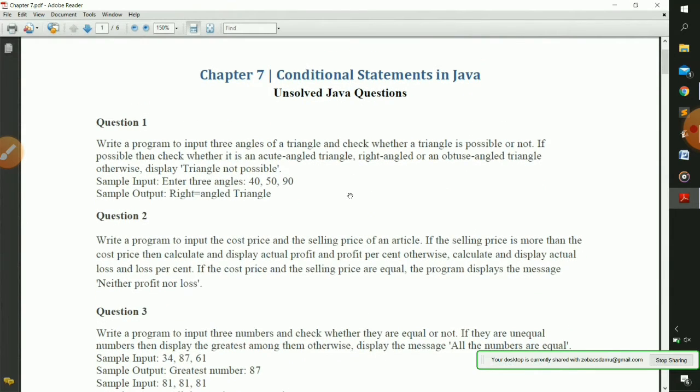The questions are similar to those in your book. I have just made the PDF of those questions. If you want, you can refer to the questions from your book as well. So the question number 1 we are going to discuss.